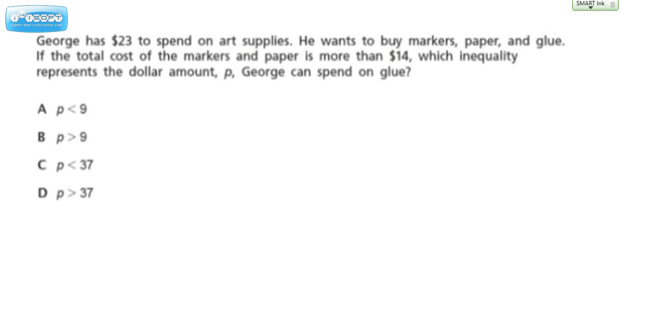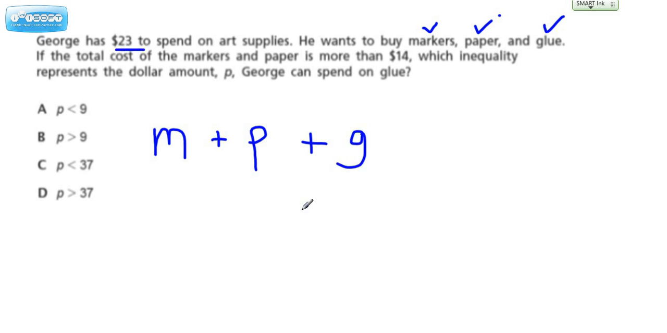All right, so what are we buying here? We're buying markers, paper, and glue. And all that has to be no more than $23. So in other words, the stuff that we have over here has to be less than or equal to $23.